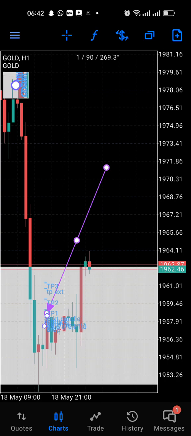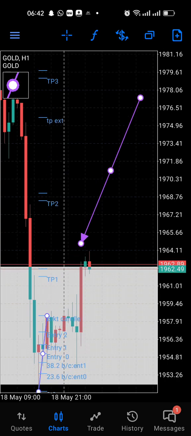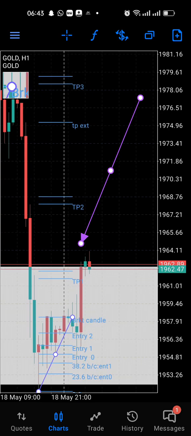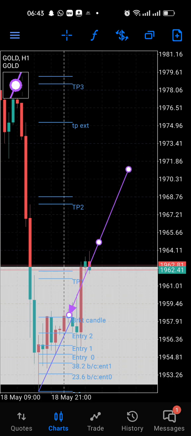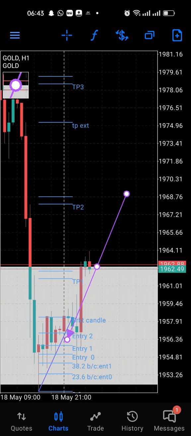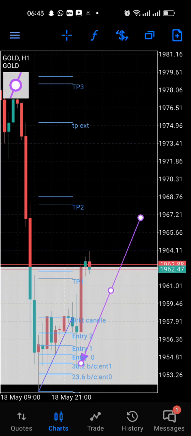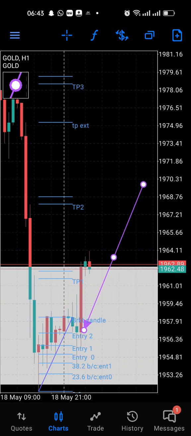By now you know that I am a base entry trader. I pull my Fibo. So it came here and then it dropped down. When it got around entry 0, I entered. It went here, went back to this. I was in drawdown when it came here, and then from here it shot straight to TP.